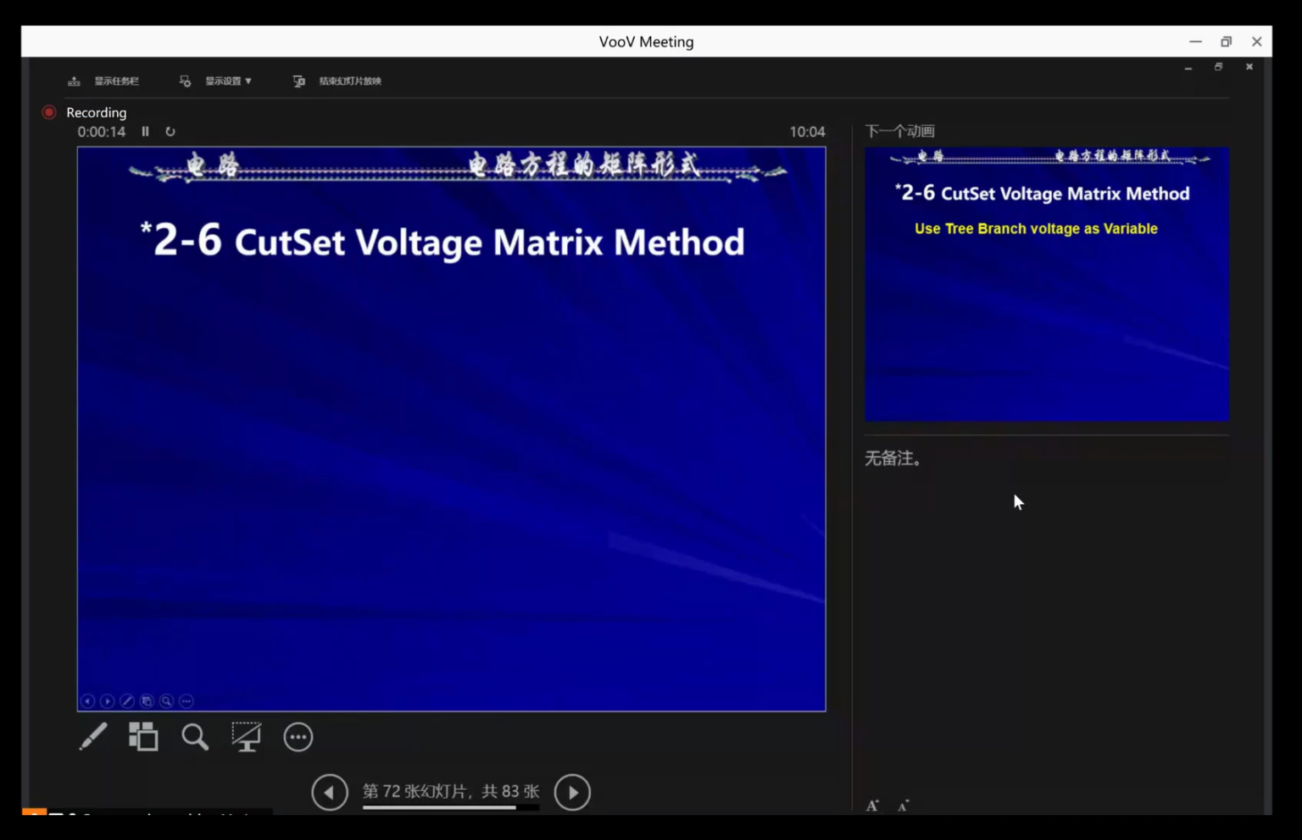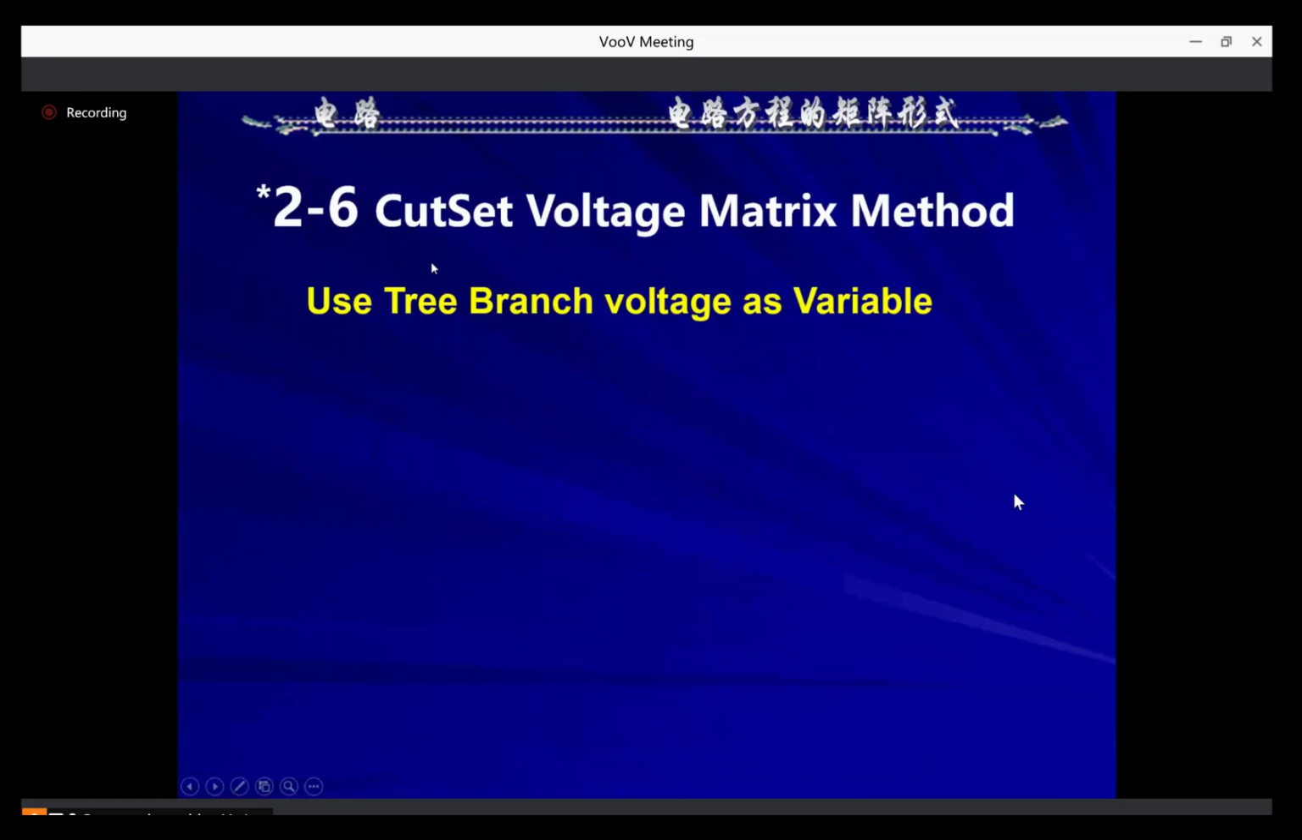The cut set method. This method uses the tree branch voltage as a variable. Pay attention, the tree branch voltage. For the loop method, we use the loop current as a variable. The loop current is also the link current. For the node method, the node method uses the node voltage as a variable. The cut set method uses the tree branch voltage as a variable.